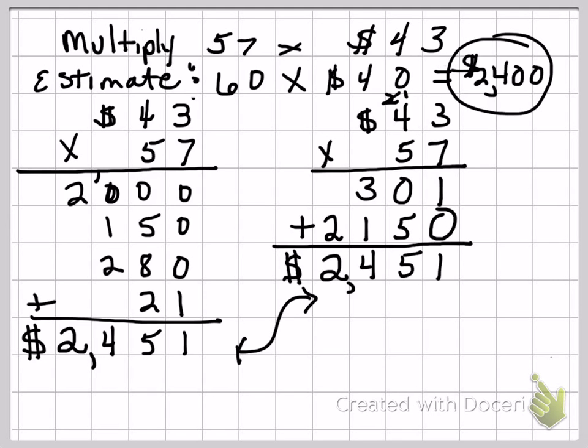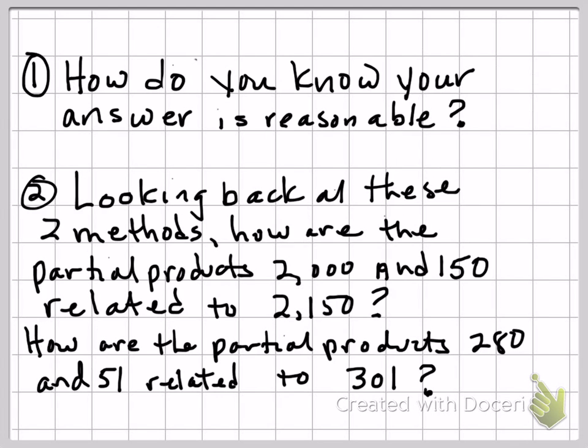Now let me ask you just a couple of questions. Let's see if we can make some connections here. Here are the questions I want you to think about as you look back at what we just did. How do you know your answer is reasonable? Oops, I think I let the cat out of the bag on that one. Number 2, looking back at these two methods, how are the partial products 2,150 related to 2,150? You have to look back at partial products and regrouping.